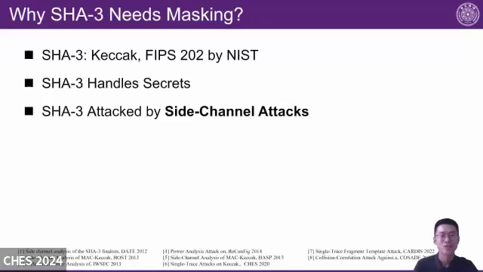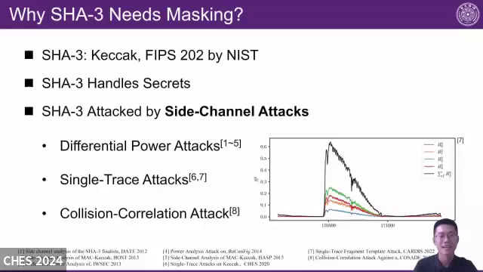Because of this, SHA-3 becomes a target for side-channel attacks, like differential power attacks, single trace attacks, and collision-correlation attacks. Among these, differential power attack is one of the most classic side-channel attacks, which could be easily mastered by beginners with basic training. And single trace attacks means that the secret could be compromised with just a single execution of the target device. Now we know SHA-3 needs protection.